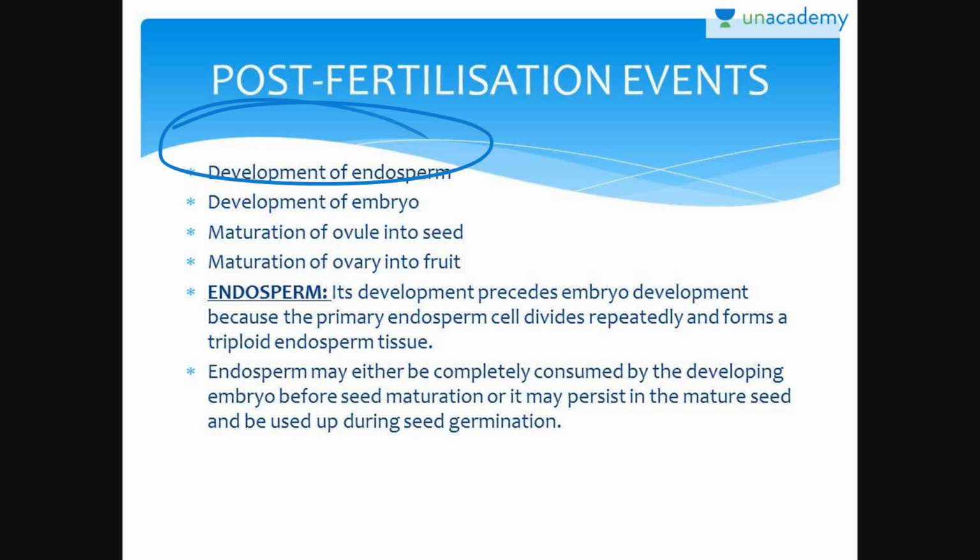Now the development of embryo. The zygote is formed and placed at the micropylar end of the embryo sac. The zygote starts its development only after some amount of endosperm is formed. Embryo development takes place in the following stages: pro-embryo, globular stage, heart-shaped and mature embryo. Then there is maturation of ovule into seed and maturation of ovary into fruit.